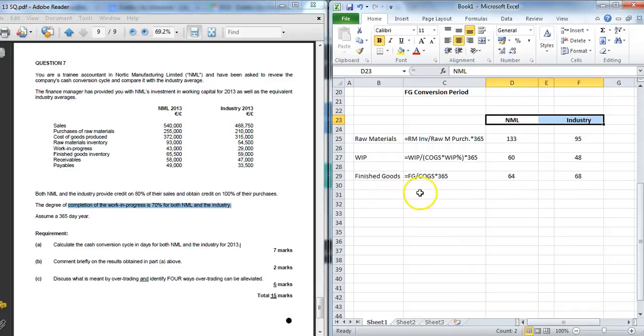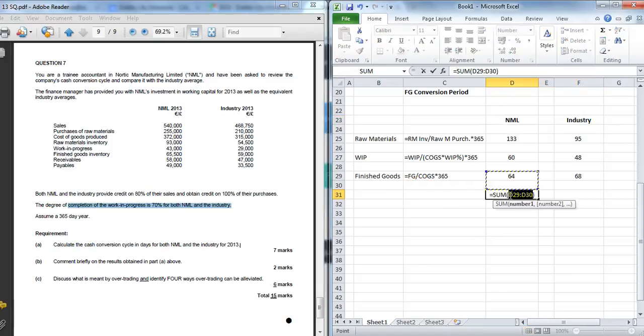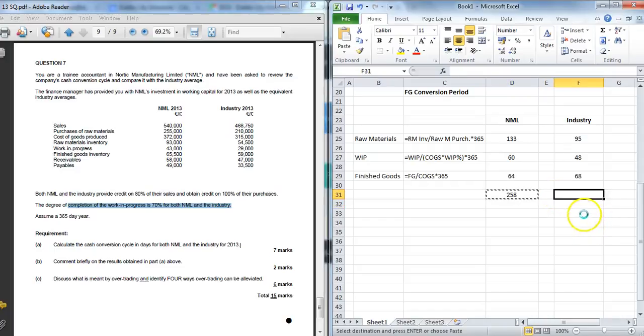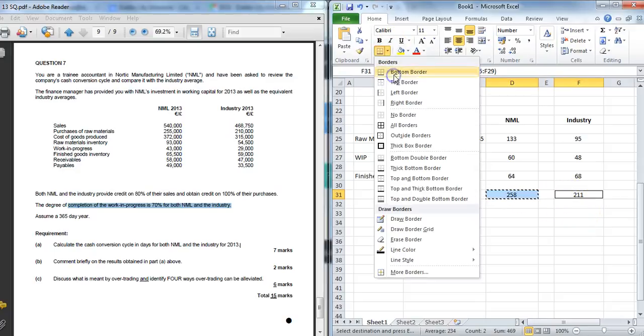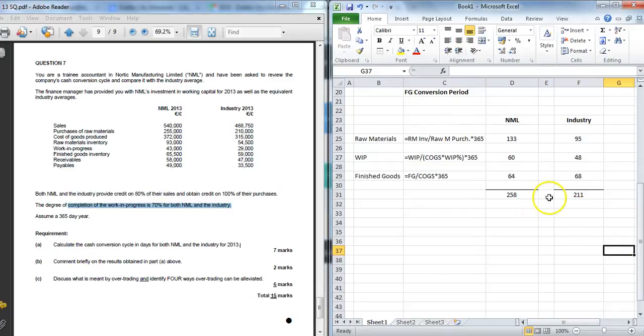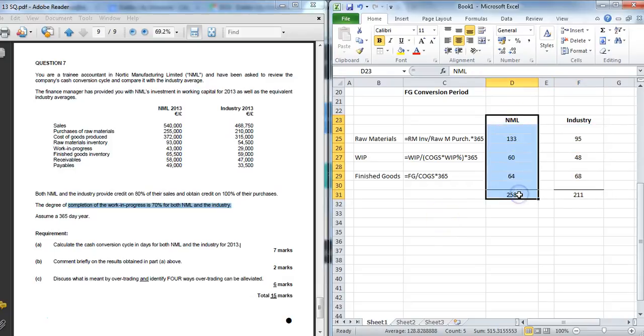So we can see here from an inventory perspective, if we totted up all of them, the core inventory days for NML would be 258, but it would only be, so here, 211. So let's show a little tot there for the industry. So you're losing about 47 days there straight away. Now you don't have to tot them up there, you can just tot them up at the finish. But just giving you an idea, there's a clear differential between how good the industry is at managing its inventory, which is one core component of the cash conversion cycle, and how good NML are.